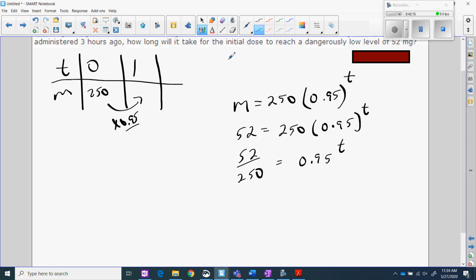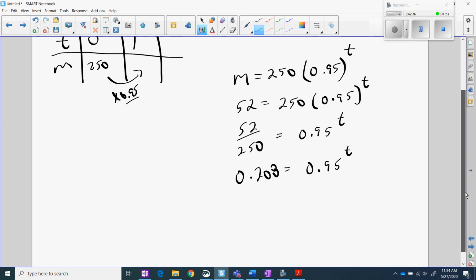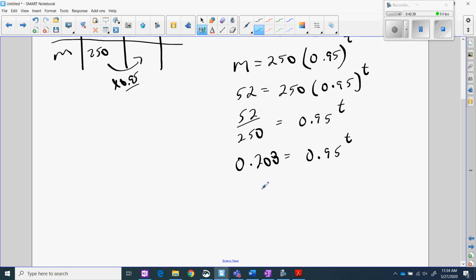So this is a more realistic example. Watch what happened here. When I take 52 and divide by 250, I get 0.208. Well, that's not nice numbers like the last one, where everything was beautiful powers of 2. So at this point, I need the bases to be the same: 0.95 raised to what exponent will give me 0.208?